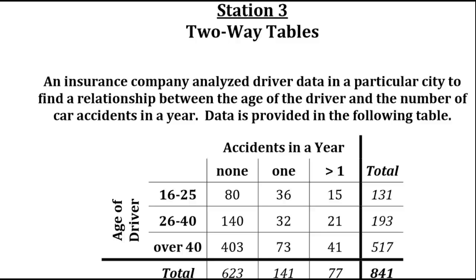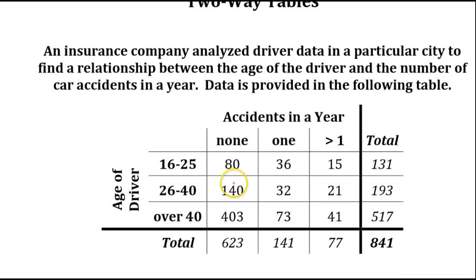In this video, I will show you how to calculate probability using a two-way table like this one. In the case of this table, an insurance company has analyzed driver data in a particular city to find a relationship between the age of the driver and the number of car accidents in a year.